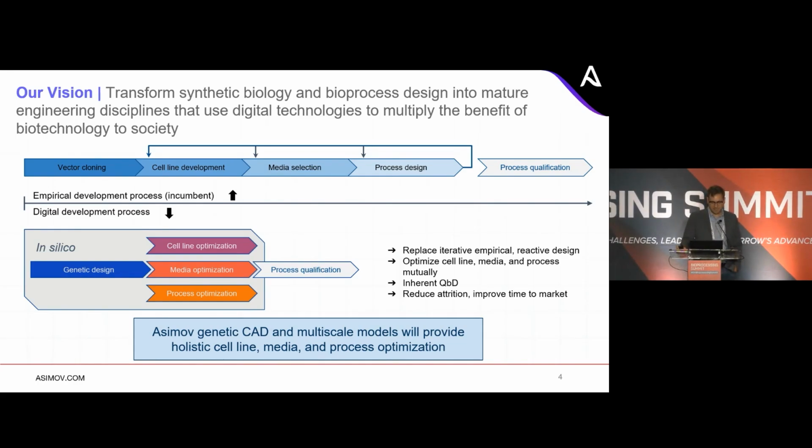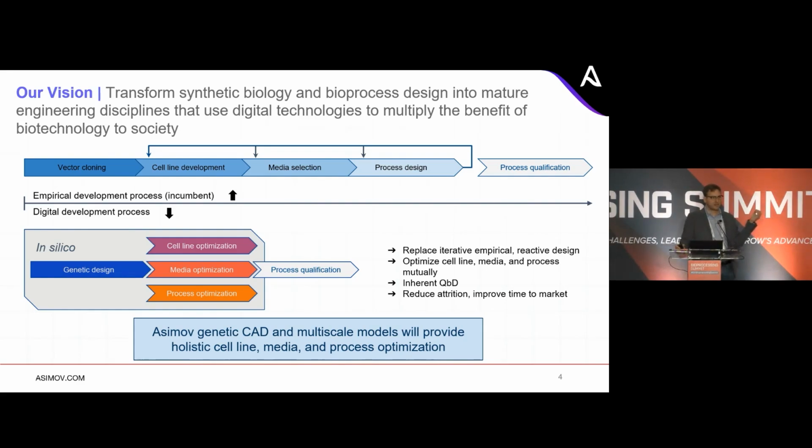So contrast that with the digital development process, where we're able to model all of these things in silico: the genetic design, the cell line optimization, perform media optimization in silico, and do process optimization in silico before we move into process qualification. Well, obviously, we can now replace that iterative, empirical, costly design process, but we can also optimize all of those things not independently, but mutually, right?